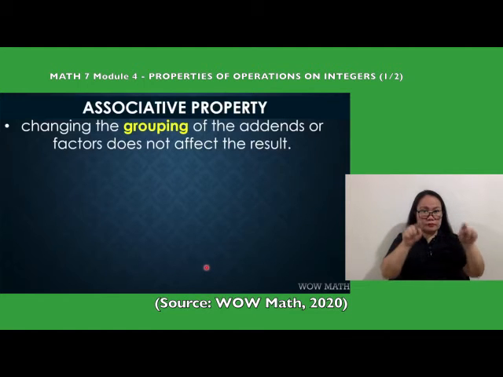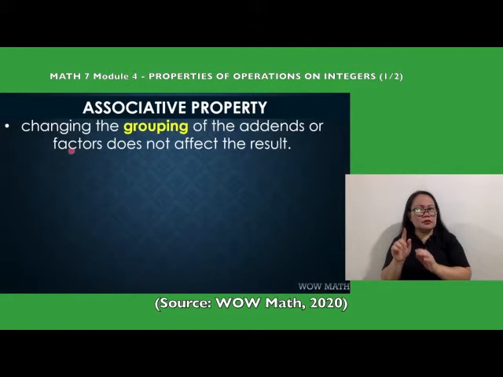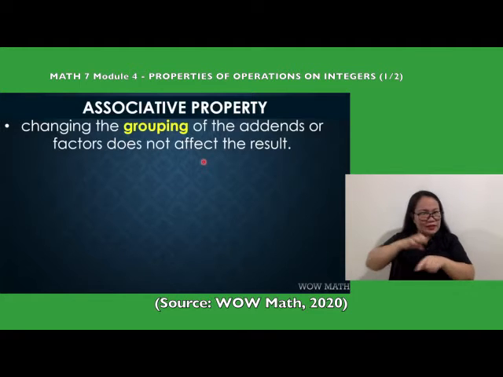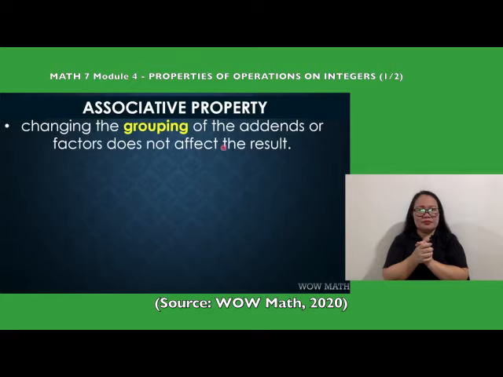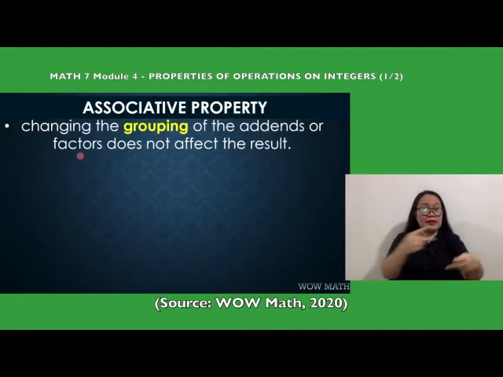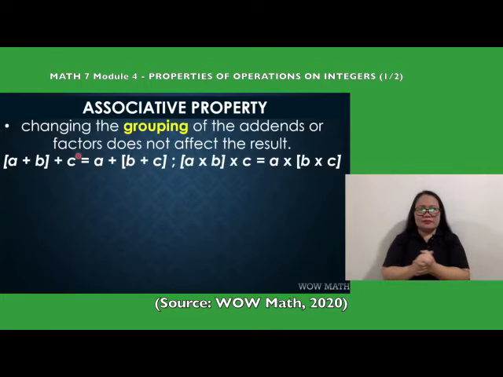Okay? So, again, what is associative property? This is where we are changing the grouping of the addends or factors, but it does not affect the result. We can still come up with the same result. Okay? Ano yung result? Yung sum and product. Okay? So, let's have the representation.